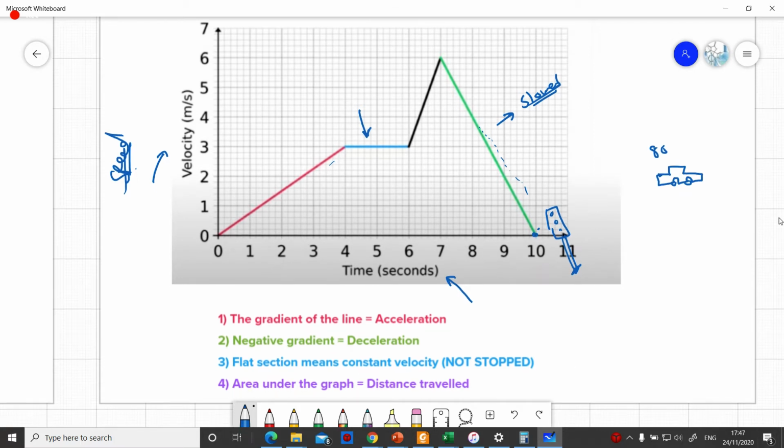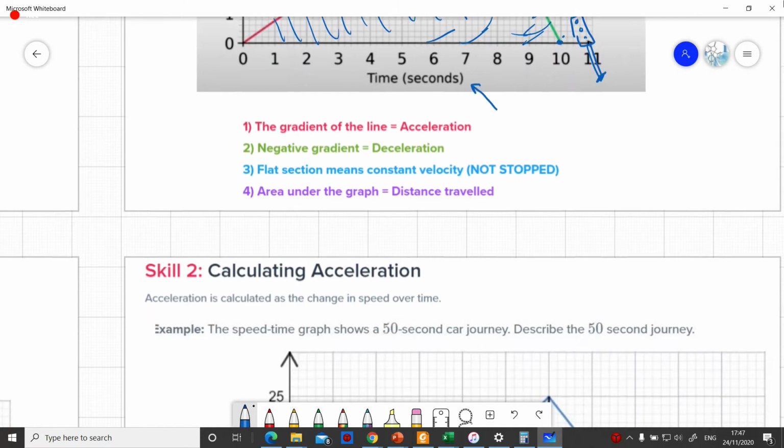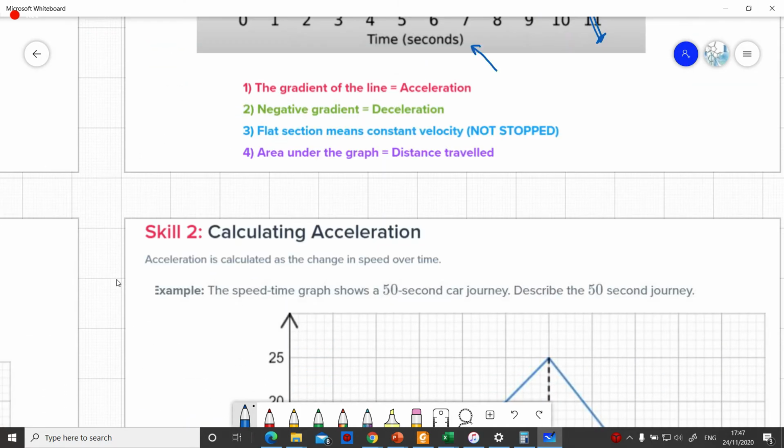The last thing that you need to know is that the area under this accounts for how long the journey took. So how long did this journey take? If it's in meters, it's a distance. We're going to look at two examples that should basically sort you out for the exam. So let's look at this.